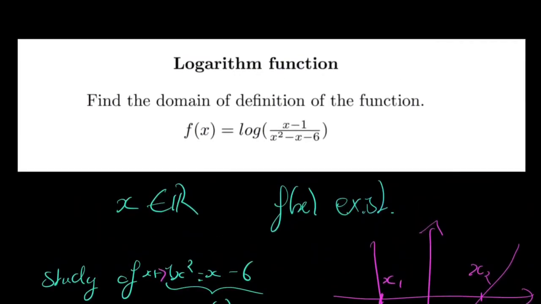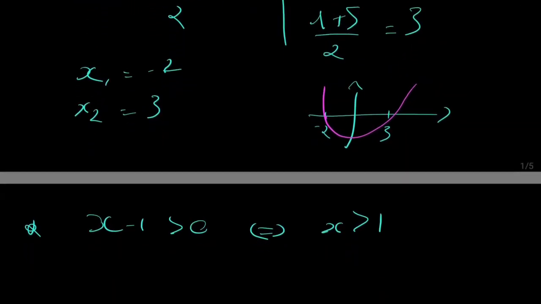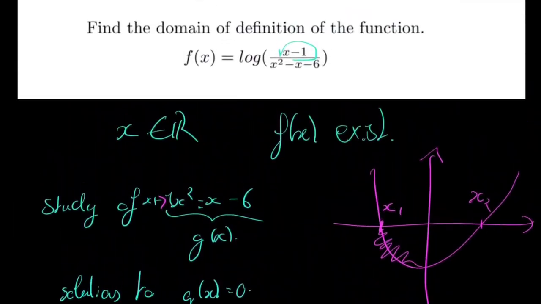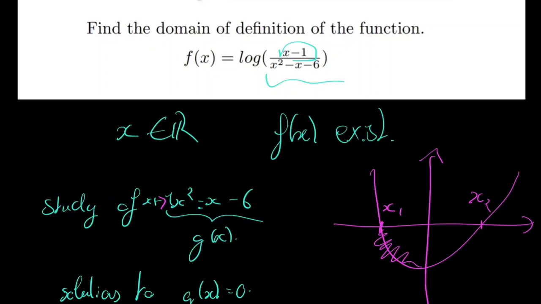Now let's study x minus 1. We want x minus 1 strictly greater than 0. We want to find when x minus 1 is greater than 0. This happens when x is greater than 1. And of course, x minus 1 is equal to 0 happens when x is equal to 1. And knowing those two things, we will set a table of sign of this function.